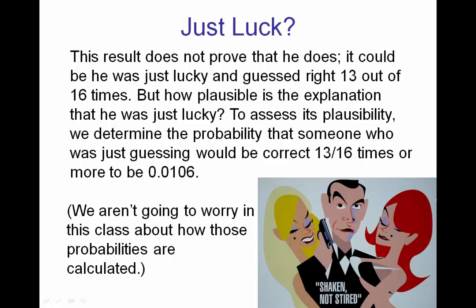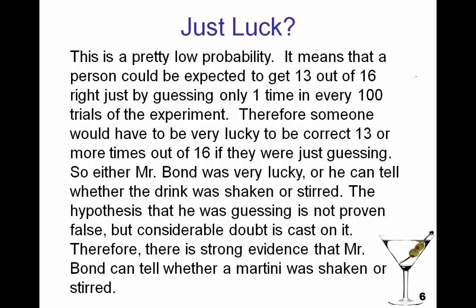To assess its plausibility, we determine the probability that someone who was just guessing would be correct 13 out of 16 times or more, to be 0.0106. We aren't going to worry in this class about how those probabilities are calculated. This is a pretty low probability. It means that a person could be expected to get 13 out of 16 right just by guessing only one time in every 100 trials of the experiment.